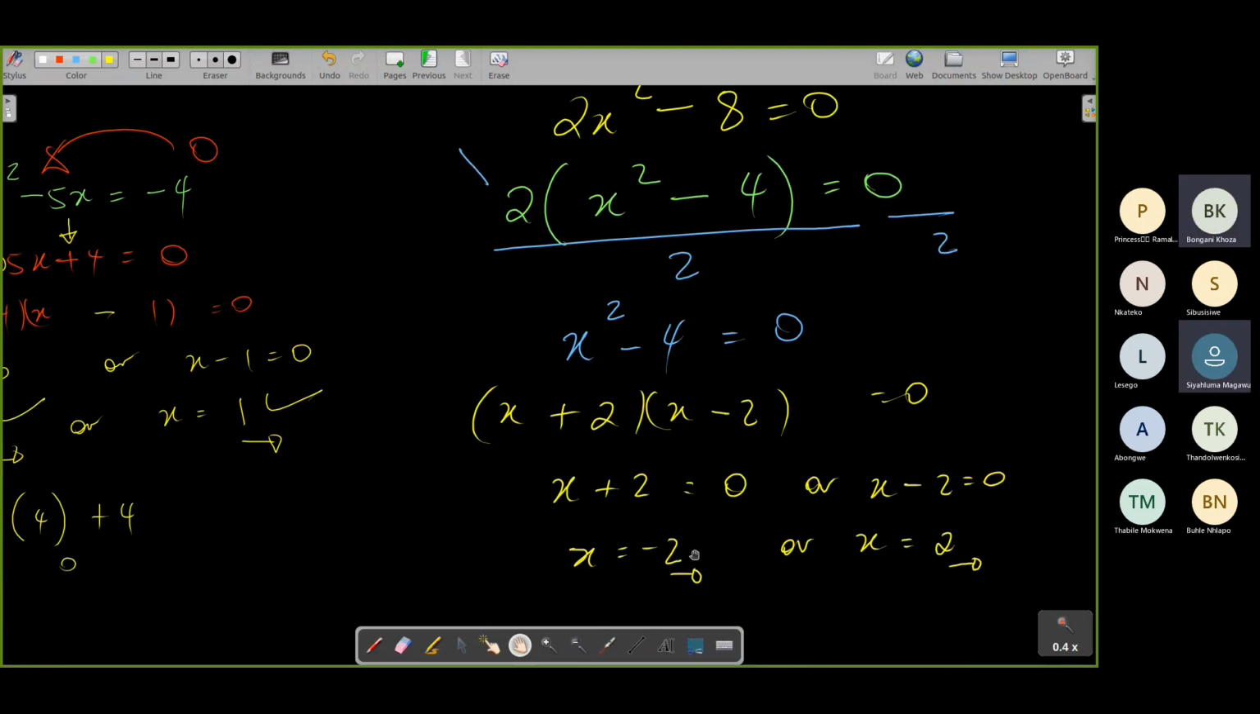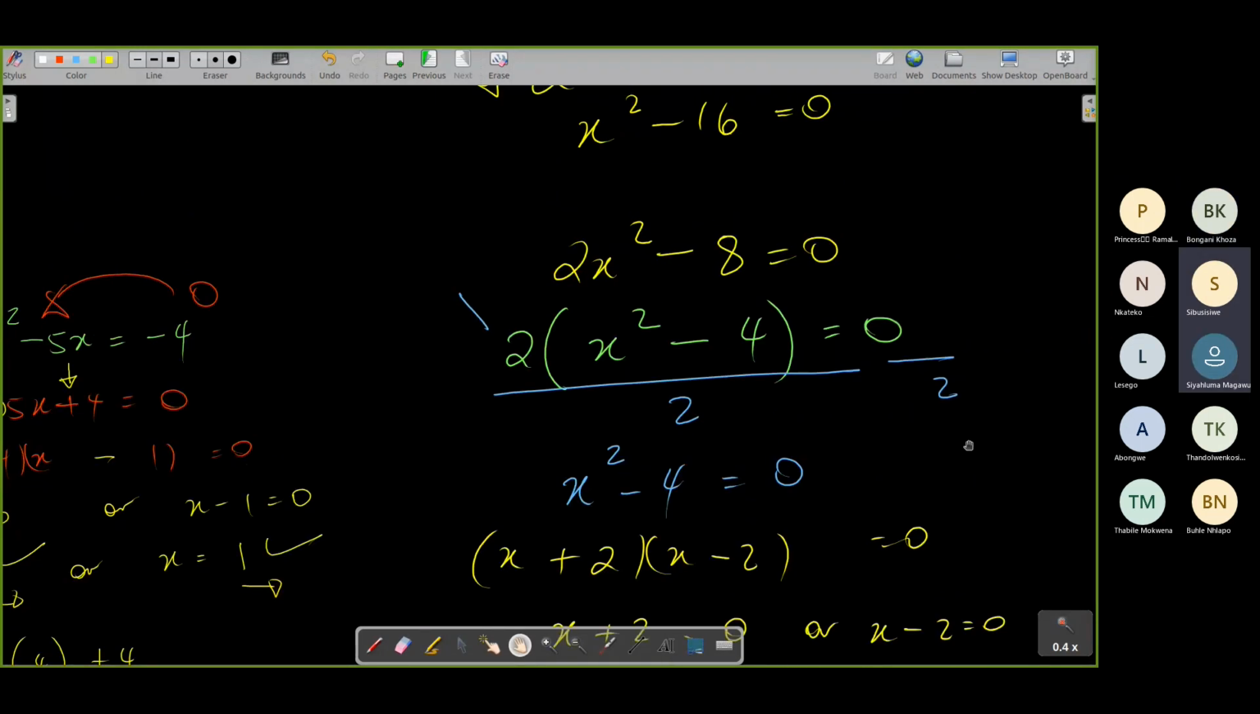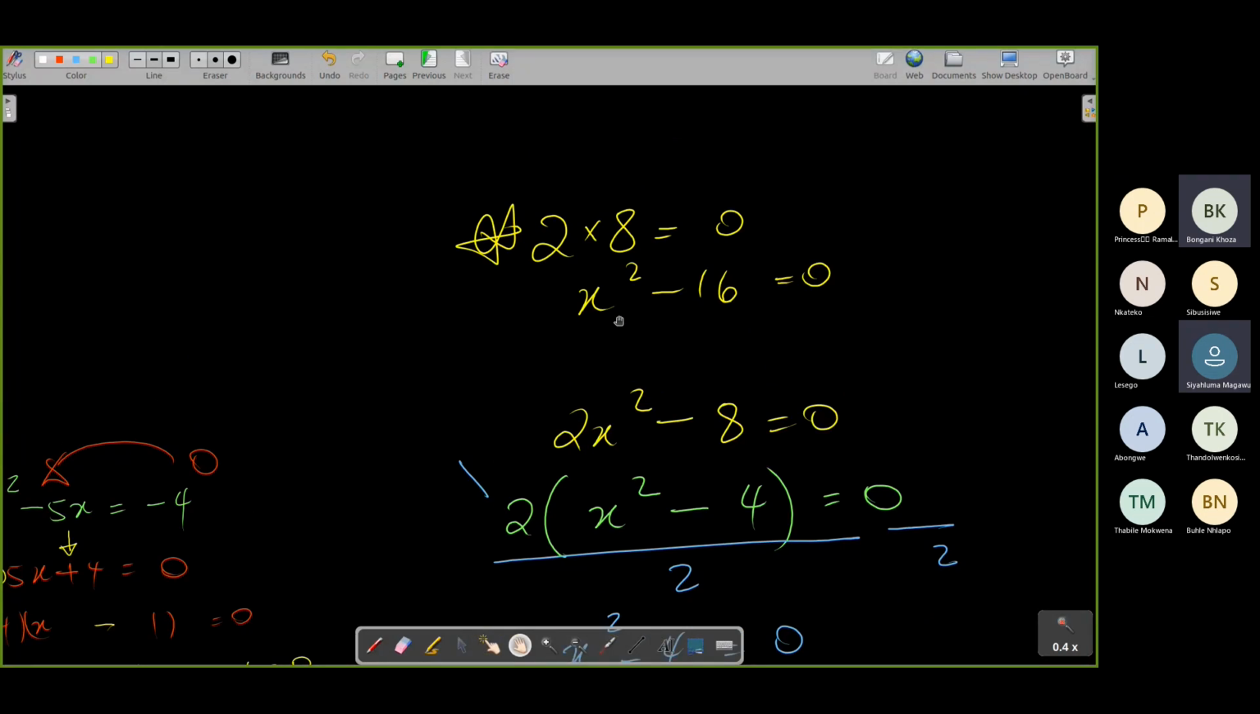Are the answers correct? No. Are the solutions okay? Yes. Guys, for your solutions, you got x equals 6. What was our answer here? x equals 2 or x equals 4 for this.